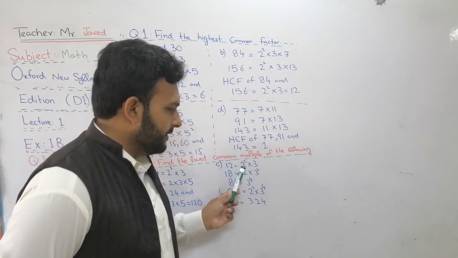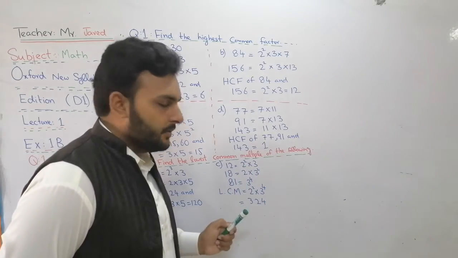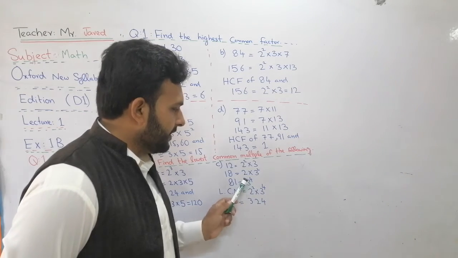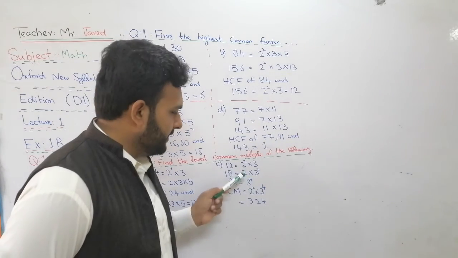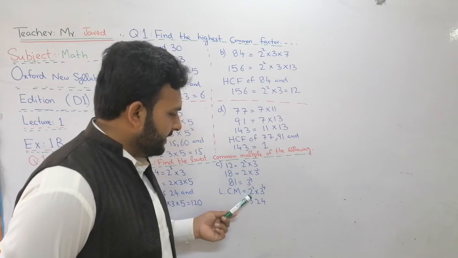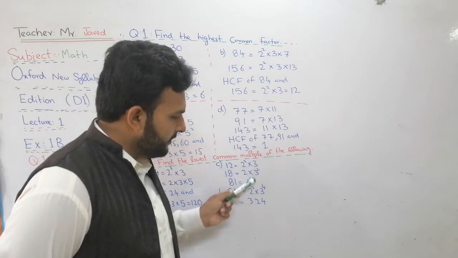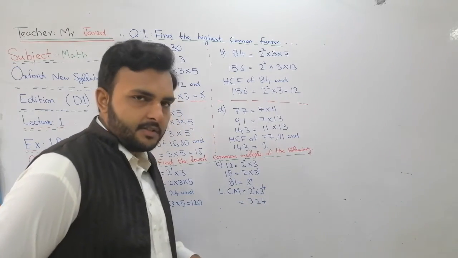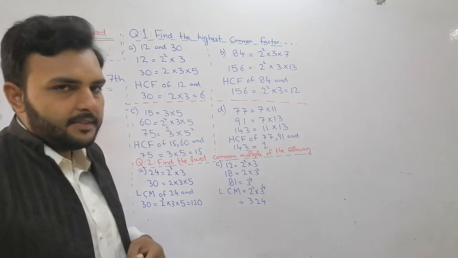Now we take 12, which is 2 power 2 into 3; 18, which is 2 into 3 power 2; and 81, which is 3 power 4. So the LCM is 2 power 2 into 3 power 4. Look, 2 power 2 is in both 12 and 18, not in 81, so we take 2 power 2. Now 3 power 4 is the greatest, so we take 3 power 4. After multiplication we get 324. That is the basic procedure of LCM.